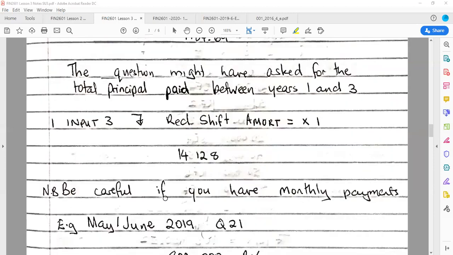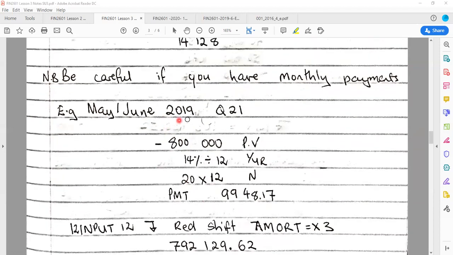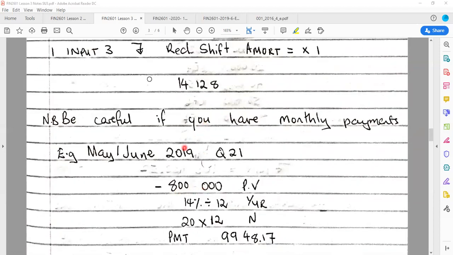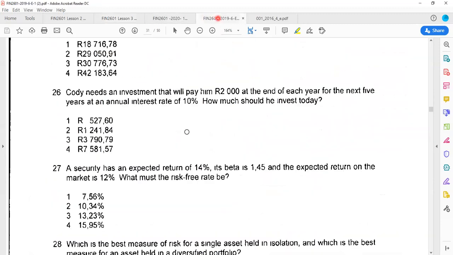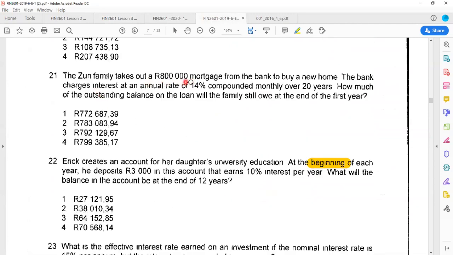So there you go. And also be careful if you have monthly payments. If you have monthly payments, you need to be careful, right? Like we can look at May, June 2019, question 21. This question right here. The Zuri family takes out a mortgage of 800,000 from the bank to buy a new home. The bank charges an annual interest of 14% compounded monthly over 20 years. How much of the outstanding balance on the loan will the family still owe at the end of the first year, right?